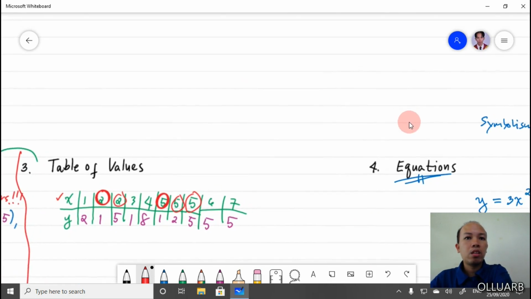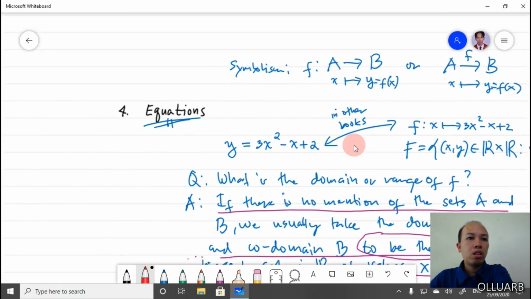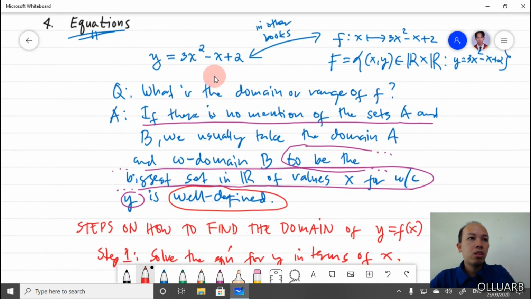Okay, all the x must be on the right hand side. Okay, when you solve the equation for y in terms of x, all the x's must be on the right hand side and the y must be on the left hand side. Okay, so that's what we mean by y in terms of x.